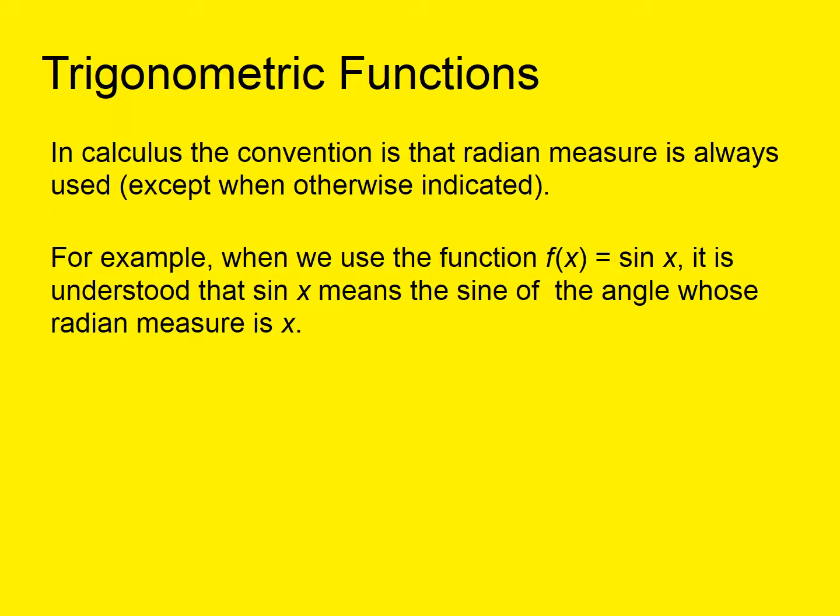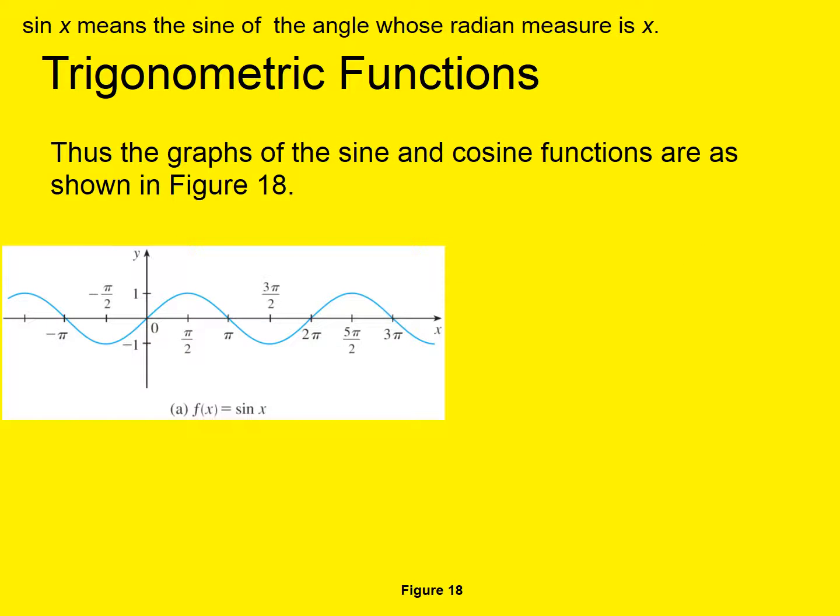For example, when we use the function f of x equals sine x, it is understood that sine x means the sine of the angle such that the radian measure is x. So input an x, we interpret it as a radian measure, and the output is the sine of x. Okay, so here's the graph of the function f of x equals sine x. Now we see this wave sort of graph.